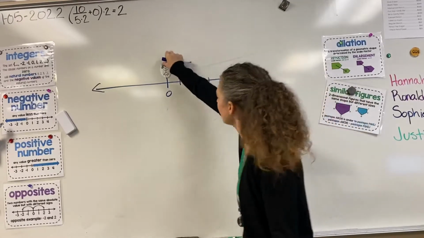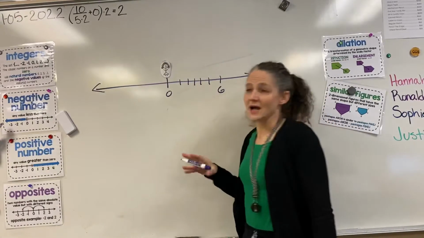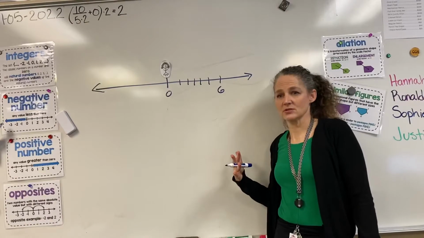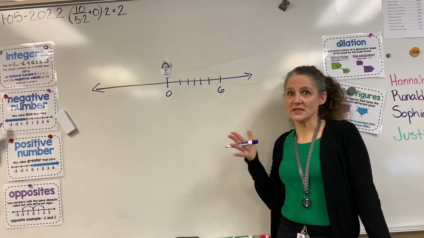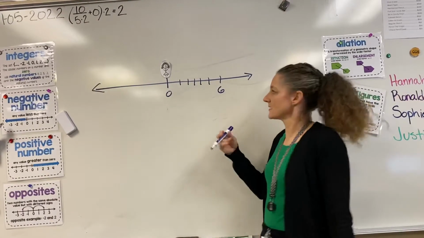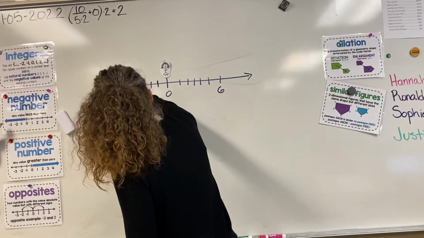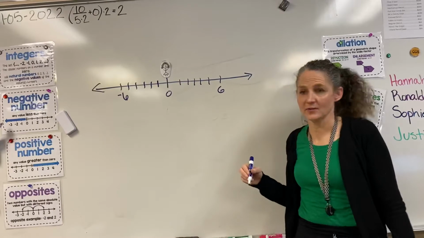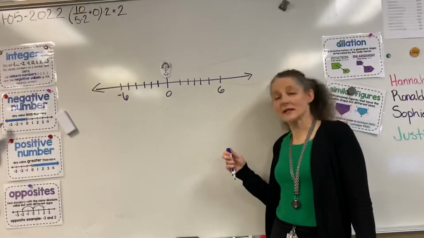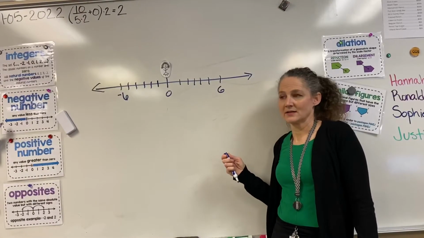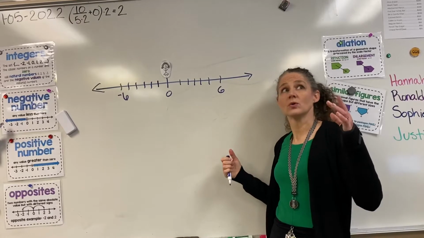Now she's like, all right, I want to get to the opposite of 6. First of all, what's the opposite of 6? Negative 6. So let's take that. 1, 2, 3, 4, 5, 6. How do you tell teeny Mrs. Barlow, Zach, how do you tell teeny Mrs. Barlow to get to negative 6? Jump to the left 6 times.